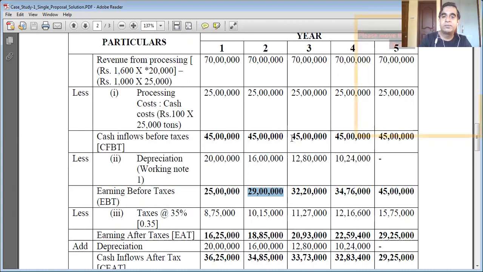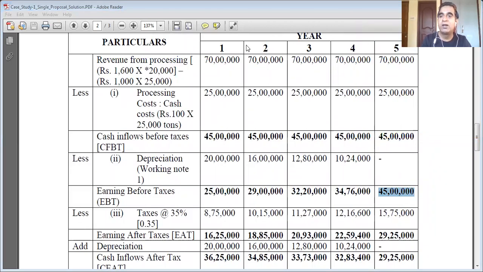So third year, it is 45 lakh rupees minus depreciation of 12 lakh 80,000 rupees. So the earnings before taxes in year 3 are 32 lakh 20,000 rupees. Fourth year, 45 lakh rupees cash inflows before taxes minus depreciation of 10 lakh 24,000. So earnings before taxes in year 4 are 34 lakh 76,000 rupees. There is no depreciation amount in year 5, so the earnings before taxes in year 5 are 45 lakh rupees. I hope you are able to understand the concept.